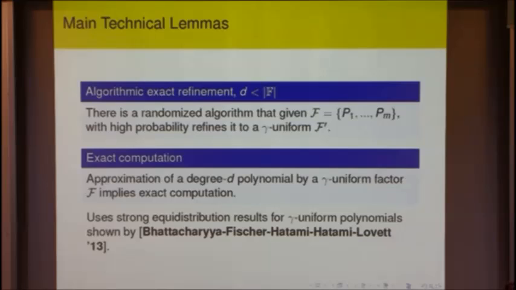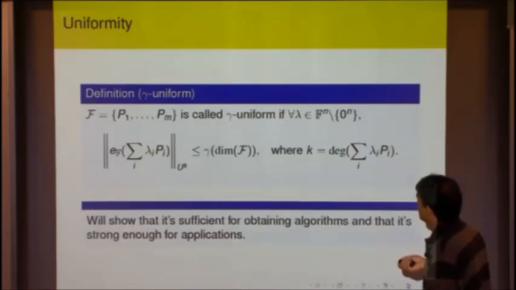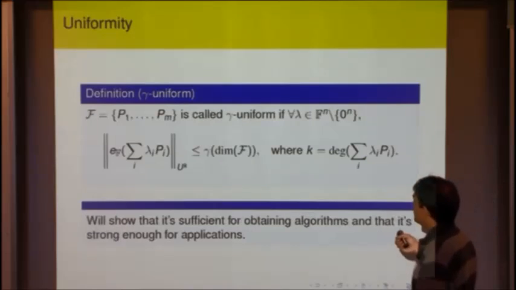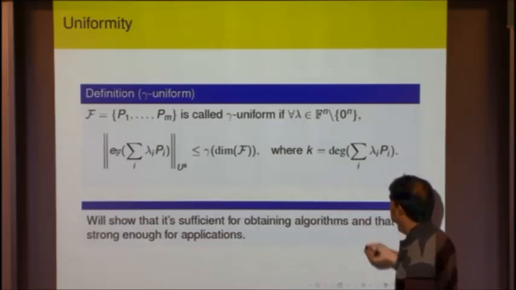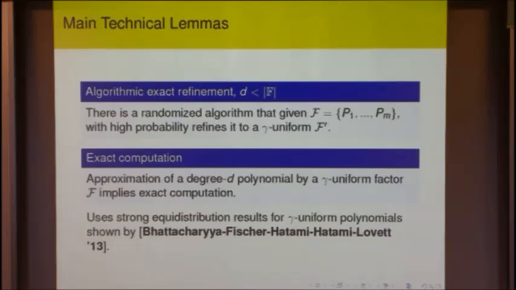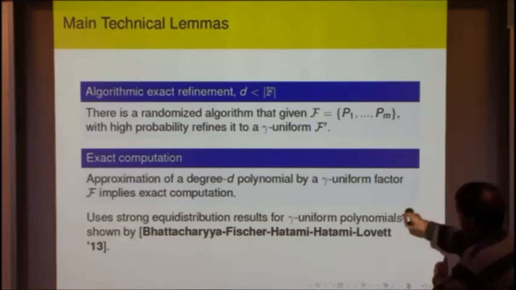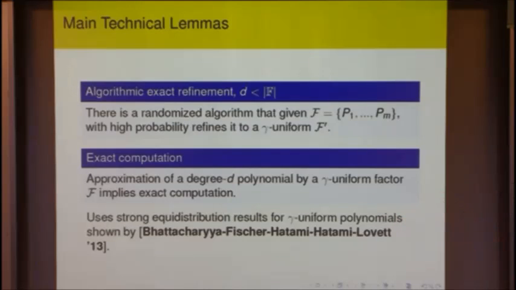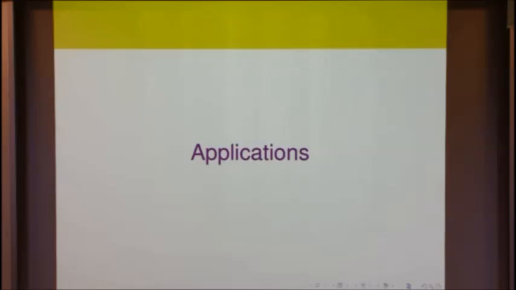Okay. So the nice thing about gamma uniformity is that it's very easy to estimate the Gowers norm, right? Because the Gowers norm is an expectation, and you can sample the derivative at different places in order to estimate it. The exact computation part is the part which requires more work, and it turns out that the equidistribution implied by gamma uniformity is enough to imply exact computation. Okay. So let me turn to applications.